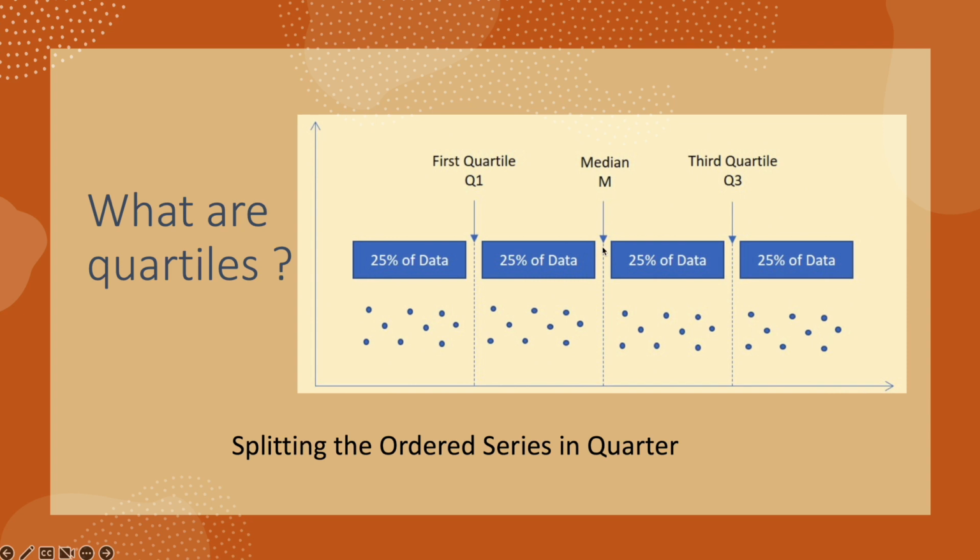Similarly, for the median, that's the halfway mark, the 50th percentile. Half of the data lies on the left, half of the data lies on the right. Similarly, for the third quartile, 25% of the data lies on the right side and 75% lies on the left side. That's the third quartile. So that's essentially what quartiles are.